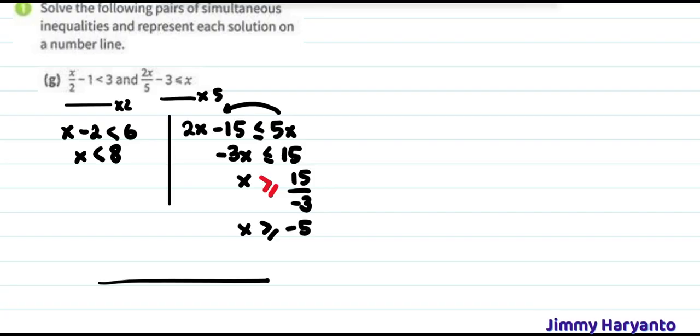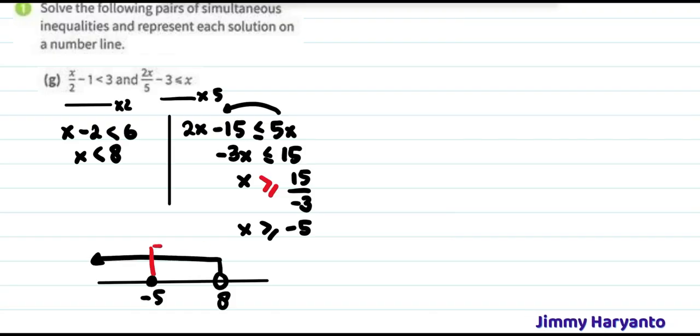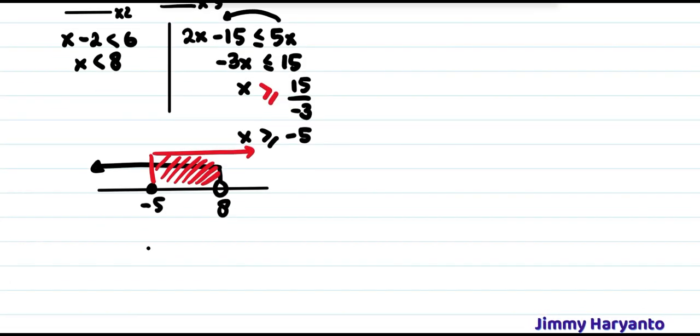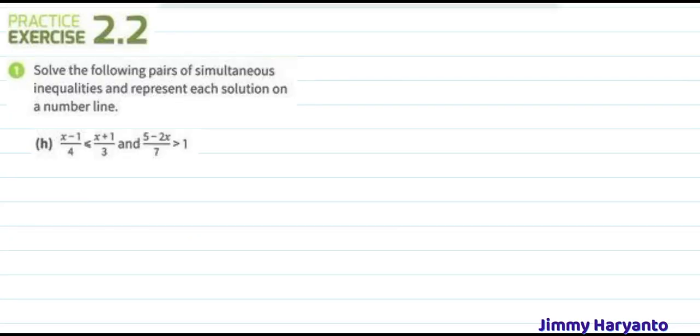The number line will be like this. This one is negative 5 and that one is 8. So 8 goes to the left because it's less than. Negative 5 goes to the right because it's greater than. That means the overlap area will be that one. And the final answer is negative 5 less than or equal to x, in the middle, and then x less than 8. And then this one has an equal sign. There you go.